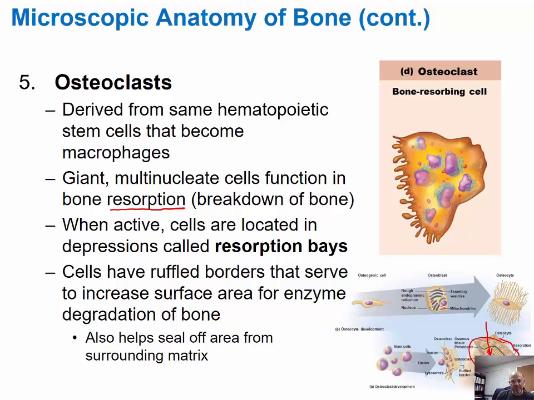The cell does have ruffled borders. You can see the ruffled border right there, which helps increase surface area for enzyme degradation of the bone. The cells also will help seal off the surrounding matrix so that we don't dissolve any bone around it. I have a diagram that'll show that in a bit on one of the next sections.